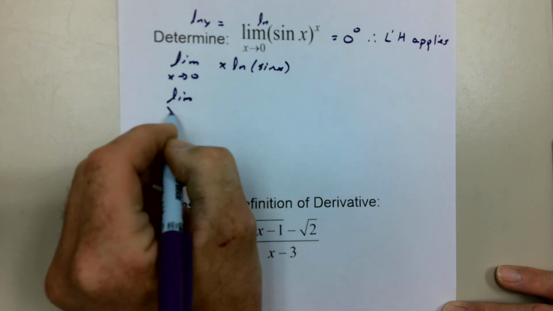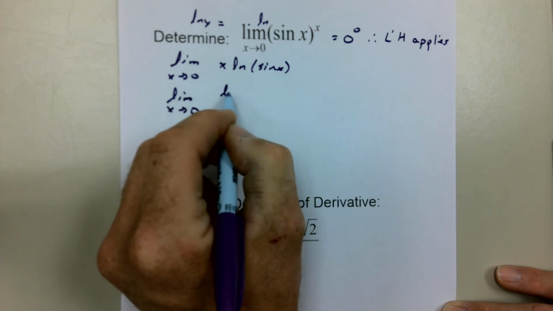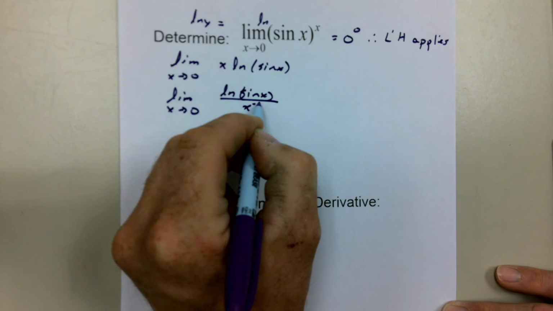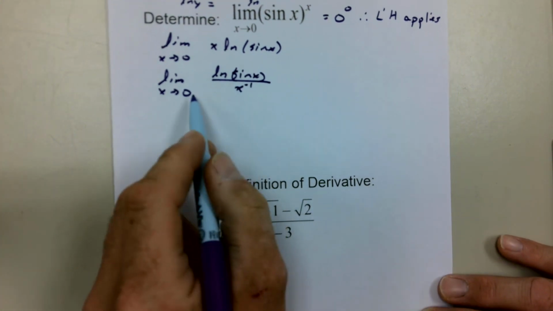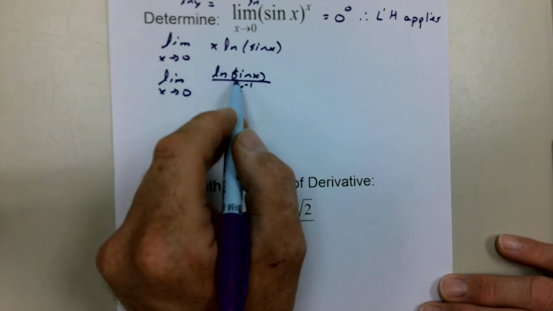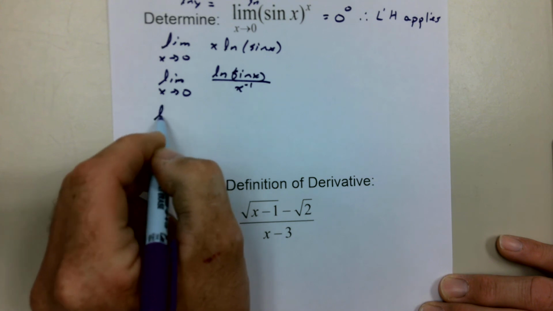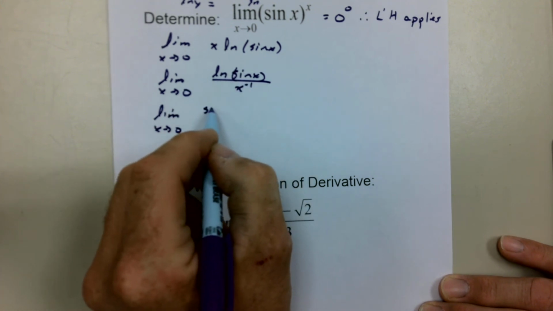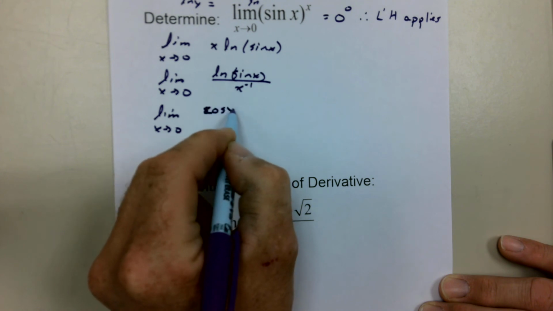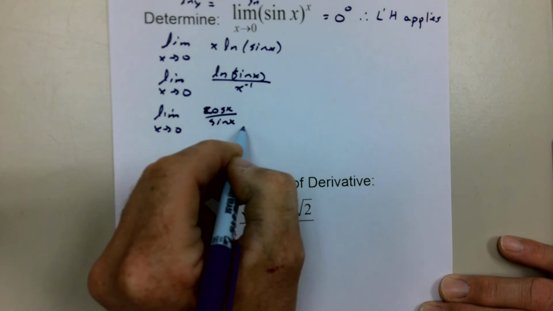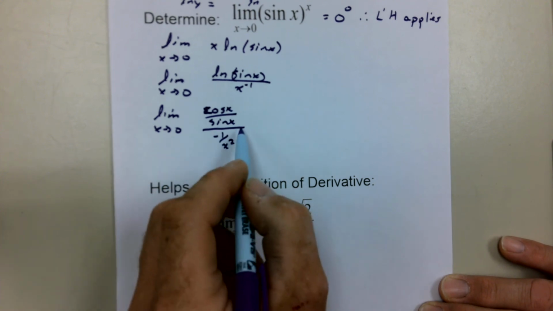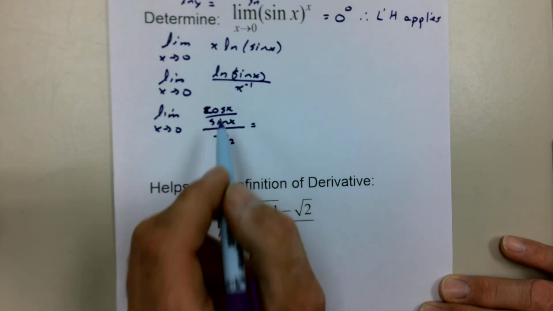So we have the limit as x goes to 0 of the natural log of the sine of x over x to the negative first. That's going to allow us to find the derivative of this fairly easily. We have the limit as x goes to 0. Natural log of the sine of x gives us the cosine of x over the sine of x divided by negative 1 over x squared. I'm going to manipulate this a little bit.